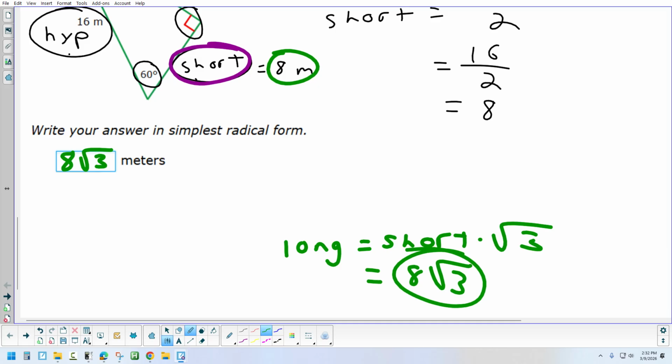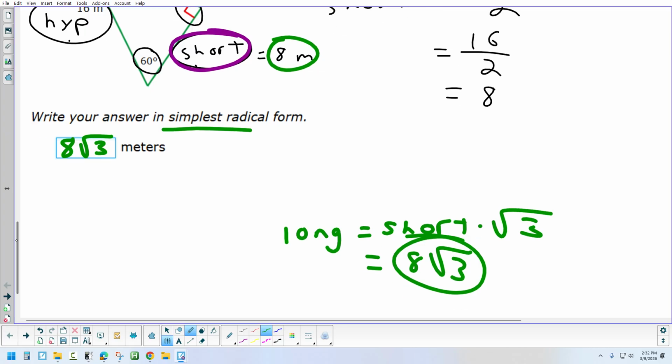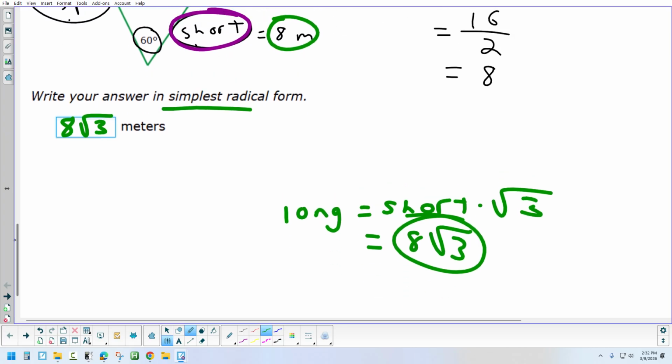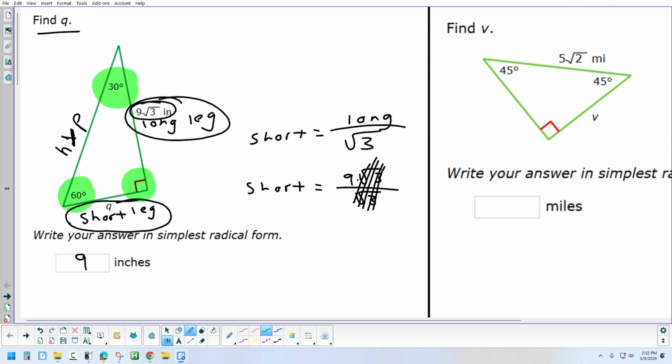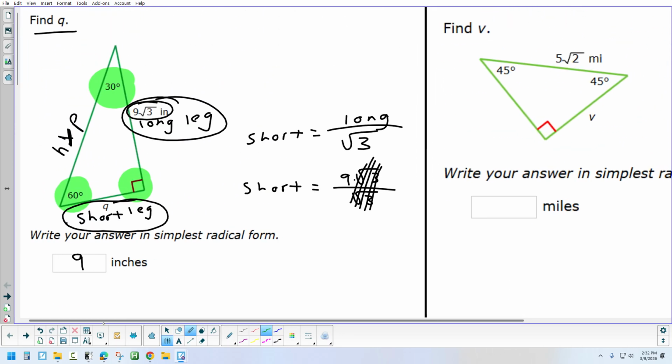So before you submit any answer on your IXL this week, have me check it. And if it's not simplest form, I'm going to help you with that, because again, that's a whole other week of material to learn how to do that. So we're just doing that. Okay. Any question on that one? That's the hard one, right? That's the 30, 60, 90. The 45, 45, 90 is easier because there's only 2 formulas to pick from.